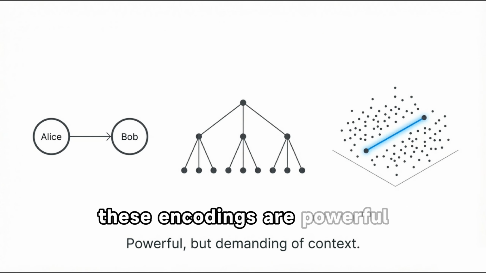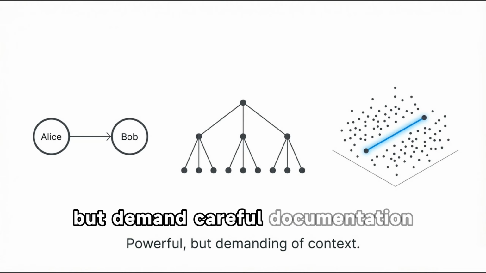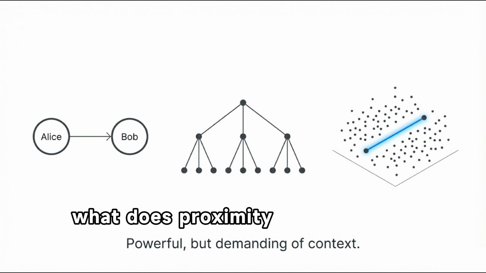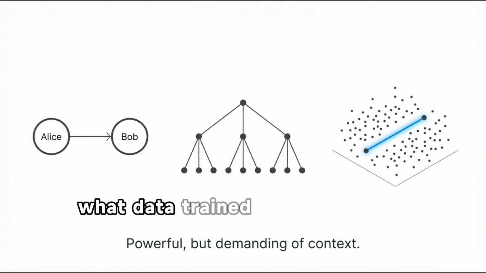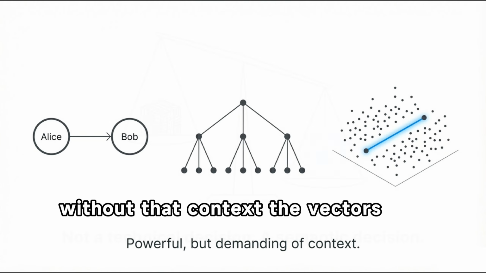These encodings are powerful, but demand careful documentation. What does proximity actually mean? What data trained the model that produced the embedding? Without that context, the vectors are inscrutable.